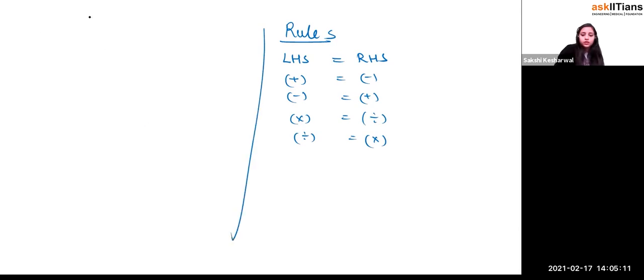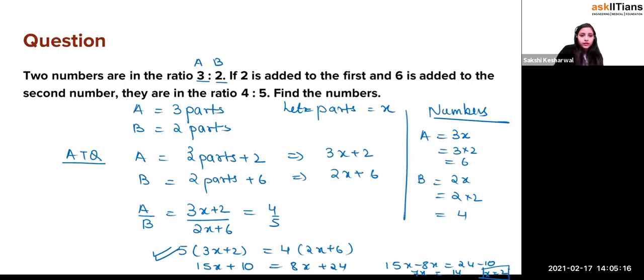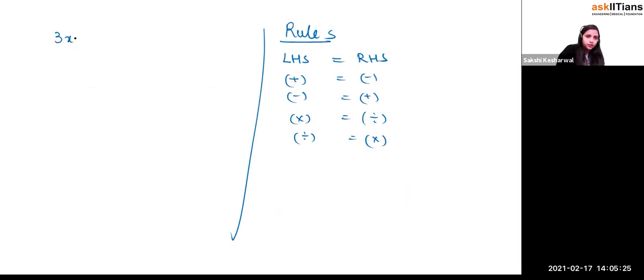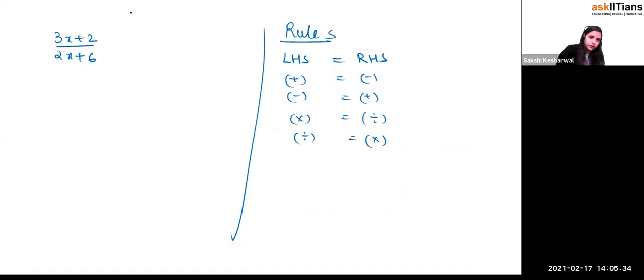I'll just solve this again for you. What was the statement? It says 3x plus 2 upon 2x plus 6 is equal to 4 by 5, right? Now you have to find x. See, 2x plus 6 is in the denominator and 5 is in the denominator. So this is in the division. If we are going to transpose, division will become multiplication.